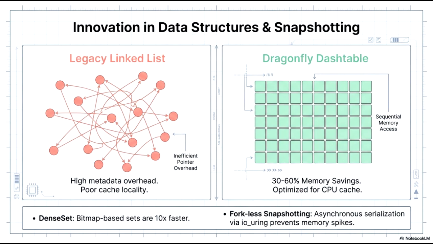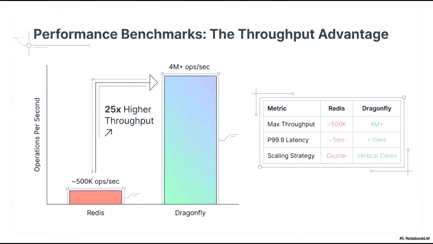Beyond the hash table itself, we have implemented dense set, a bitmap-based set structure that operates 10 times faster than traditional methods. Furthermore, we have introduced forkless snapshotting. By leveraging asynchronous serialization via io_uring, we can maintain data persistence without the memory spikes typically associated with standard forking mechanisms. In this comparison of performance benchmarks, we see the clear throughput advantage Dragonfly maintains over Redis.